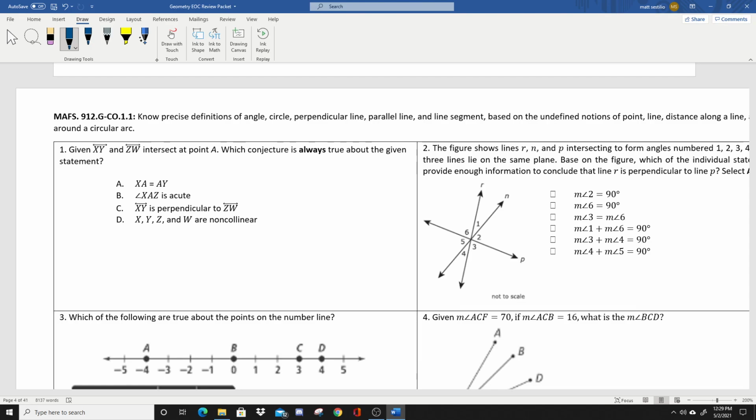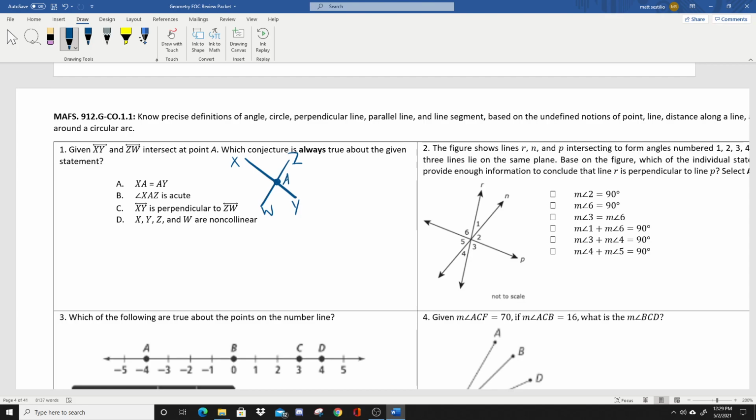So they're looking for always. So we have XY and ZW, and they intersect at point A, which means this is A. And they want to know what is always true, and they didn't give us any description on how they intersect.